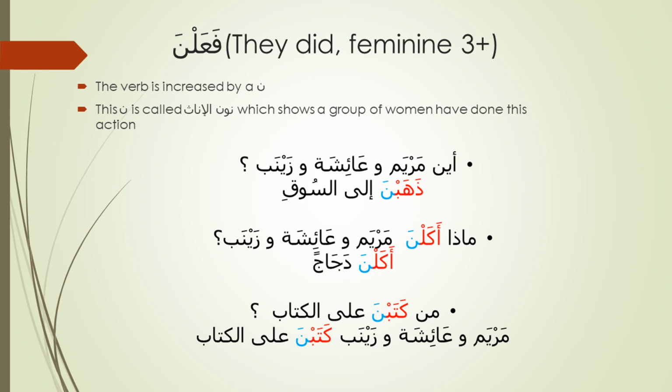ماذا أكلنا مريم وعائشة وزينب. What did Maryam, Aisha and Zainab eat? أكلنا. The jawab being? أكلنا دجاجا. أكلنا دجاجا. Okay, so if you say فعلنا, you know that the action is done by 3 women or more. أكلنا on the scale فعلنا.